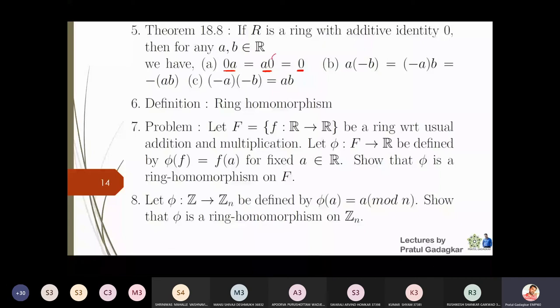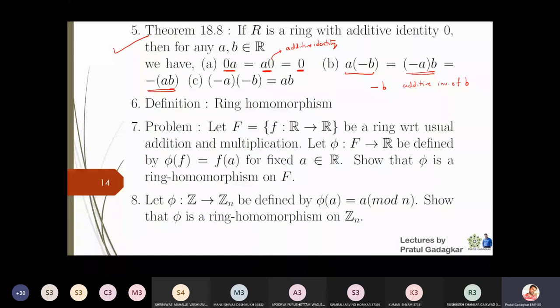So if I multiply any element of a ring with the additive identity, I'm going to get zero. If I multiply A by minus B, now who is minus B? Minus B is the additive inverse of B. So A into minus B will be the same as minus A into B, and that is the same as minus of AB. You have been doing this in your school days also, that X into minus Y is the same as minus of XY. That is what we are trying to write.